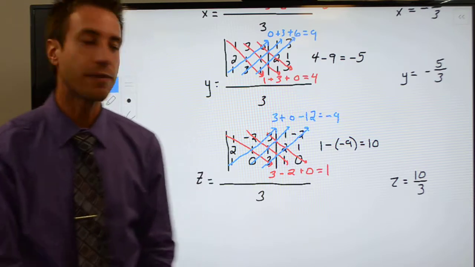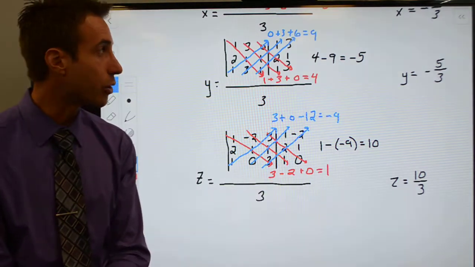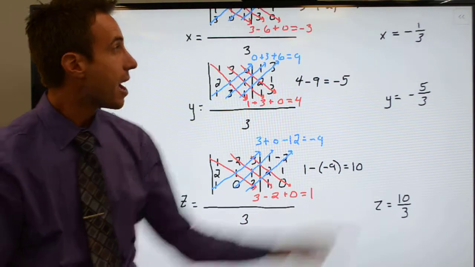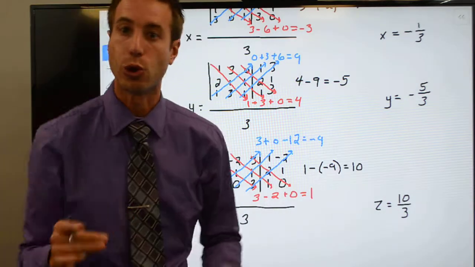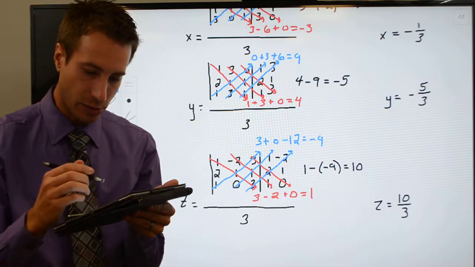So that's how it works. If you're going to work these out, you're just doing the diagonal method to find your coefficients. And these are my solutions, right? X is -1/3, Y is 5/3, Z is 10/3. You could write that as an ordered triple if you would like. So here's my solution.